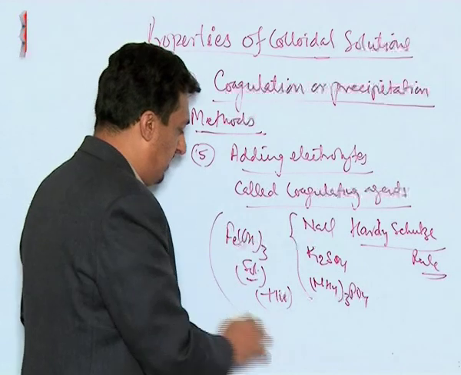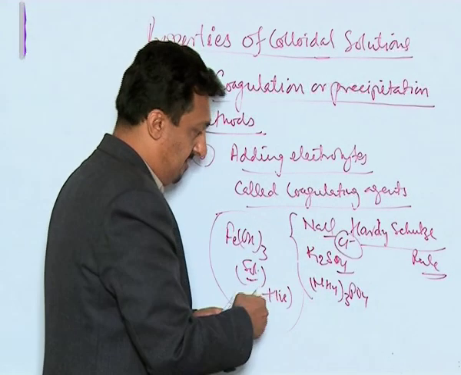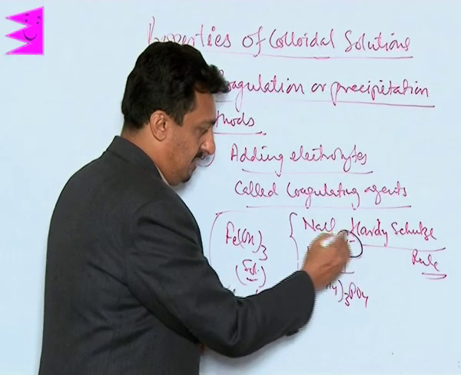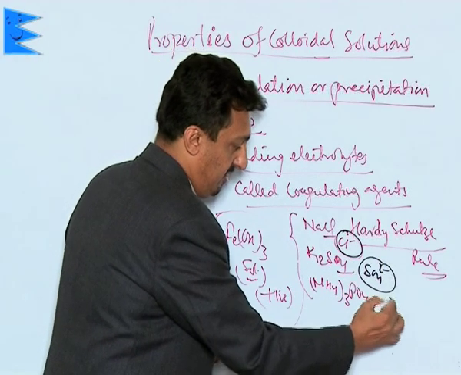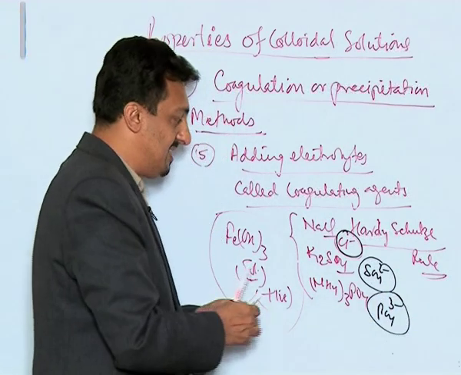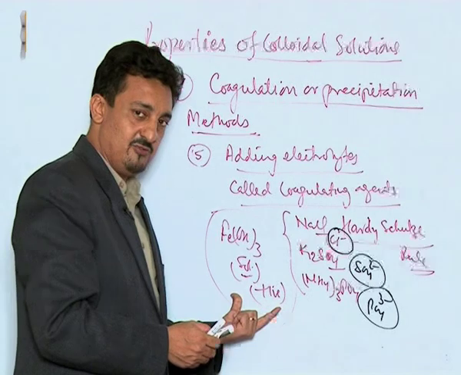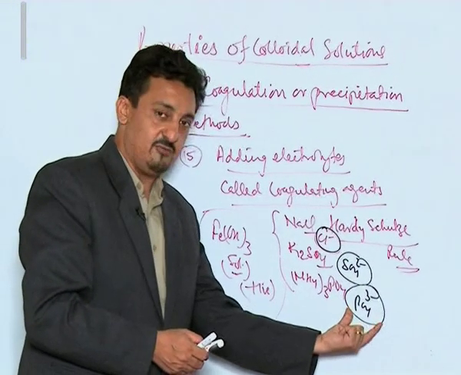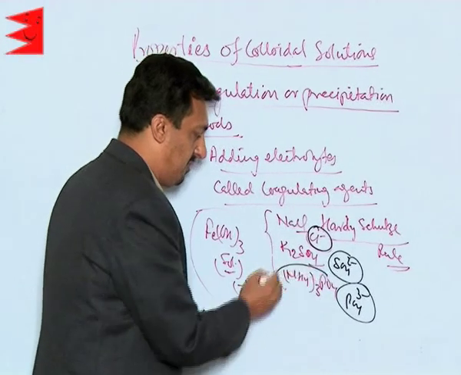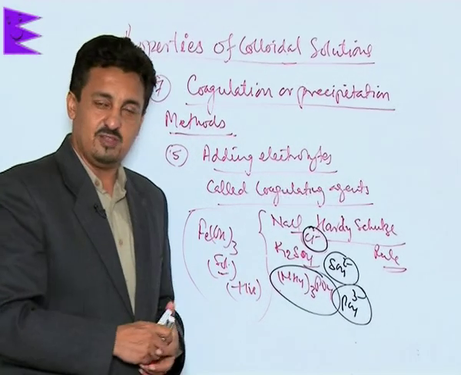So for this positive sole, we get chloride ion from here, sulfate ion from here, and phosphate ion from here. All these negative ions will be responsible for the coagulation of this positive sole. And out of these, since the maximum negative charge is in the case of phosphate, this ammonium phosphate will have the maximum coagulating power for this ferric hydroxide positive sole.